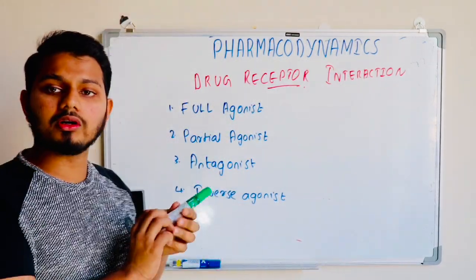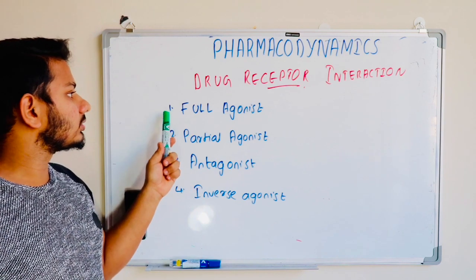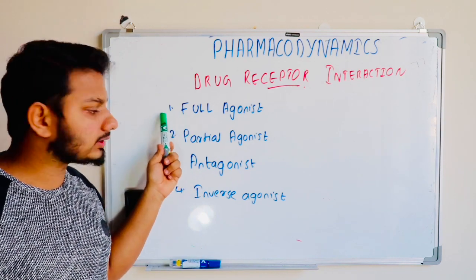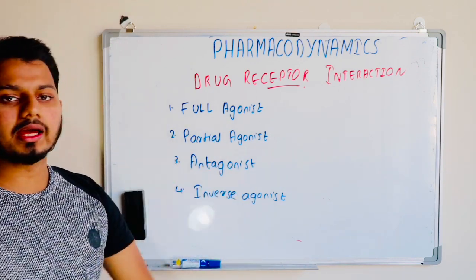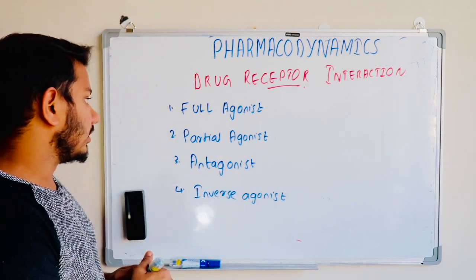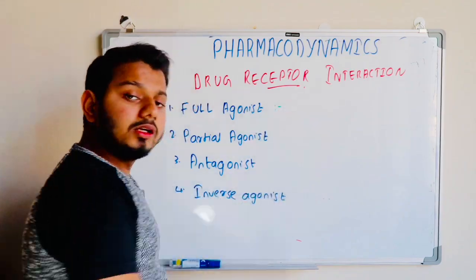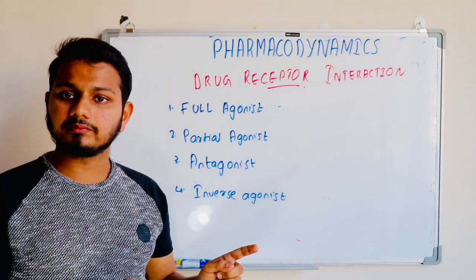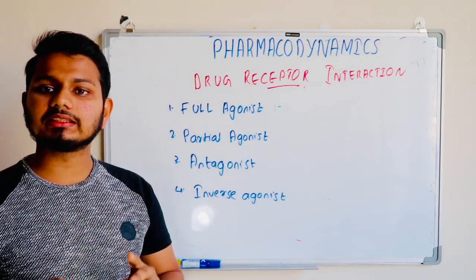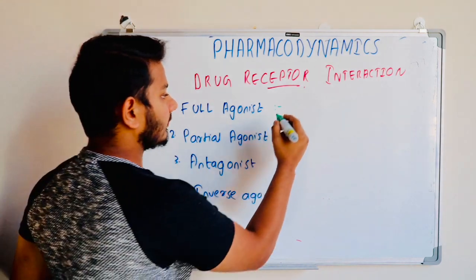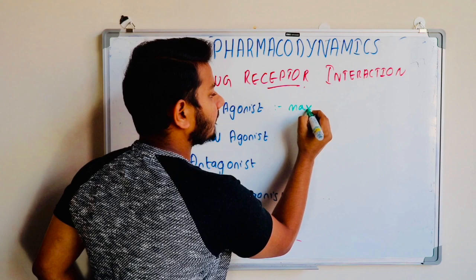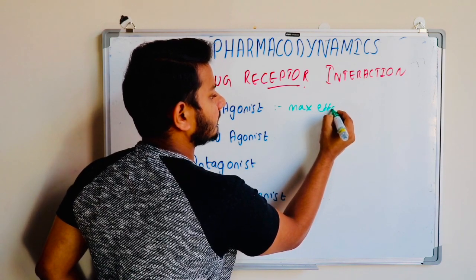Next we will be studying the drug receptor interactions. There are 4 different interactions: full agonist, partial agonist, antagonist and inverse agonist. So what is a full agonist? A drug that binds to a target and produces maximum clinical effect is known as a full agonist. Maximum effect.